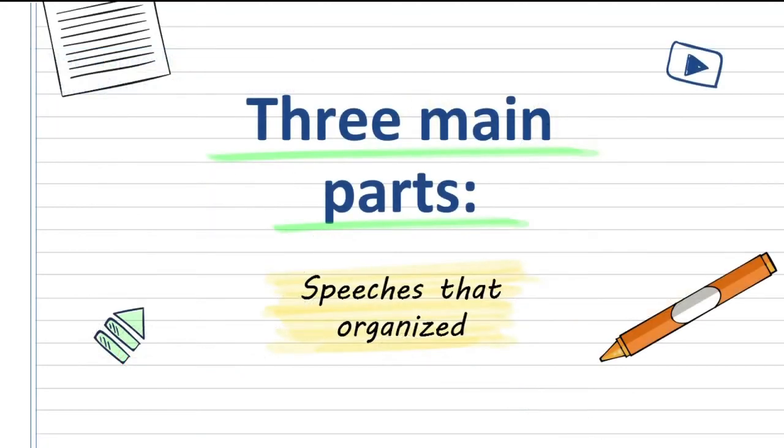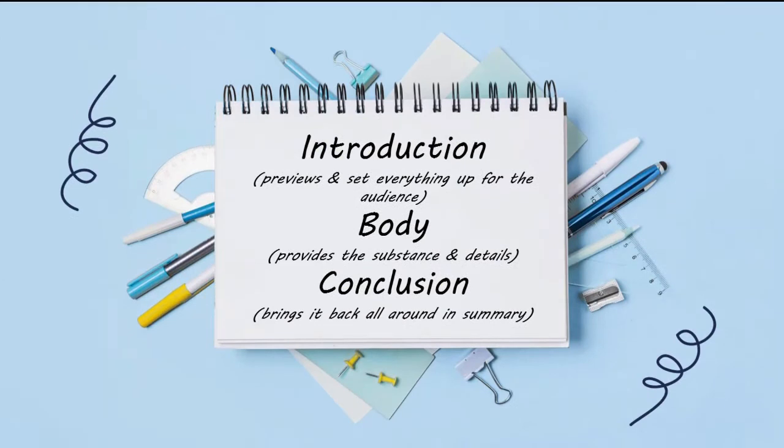Let's proceed. The three main parts of organized speeches. Maybe you already know the three main parts if you have written an essay or a speech. These are the introduction, which previews and sets everything up for the audience; the body, which provides the substance and details; and lastly the conclusion, which brings it all back around with a summary. But let's dig in more. It helps guide you in how to organize your speech. If you apply these three main parts, I guess you have an organized speech. Let's proceed.